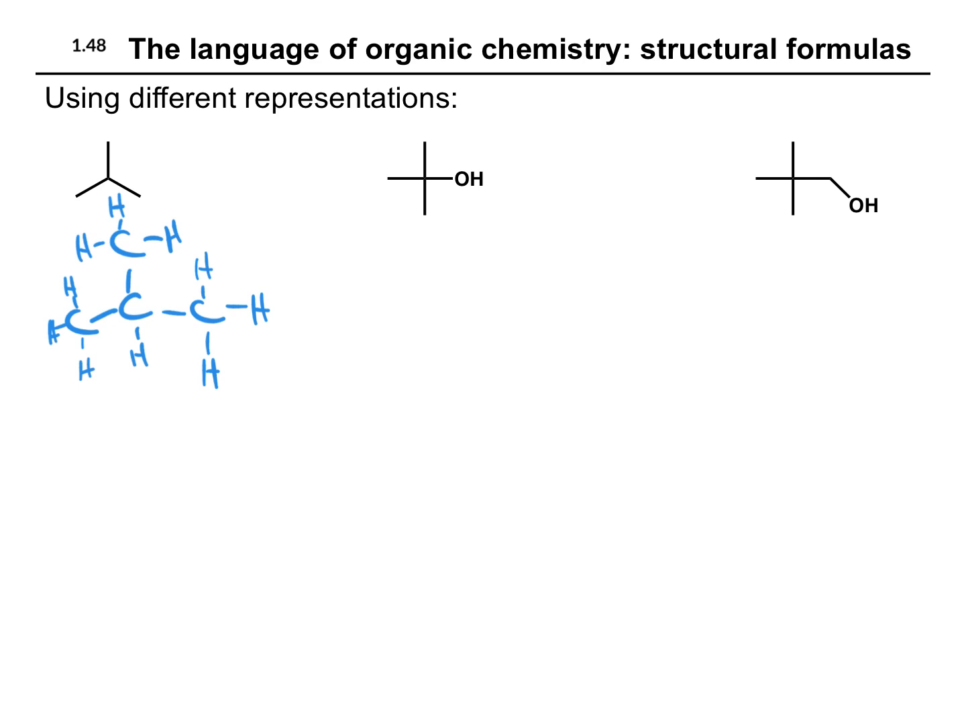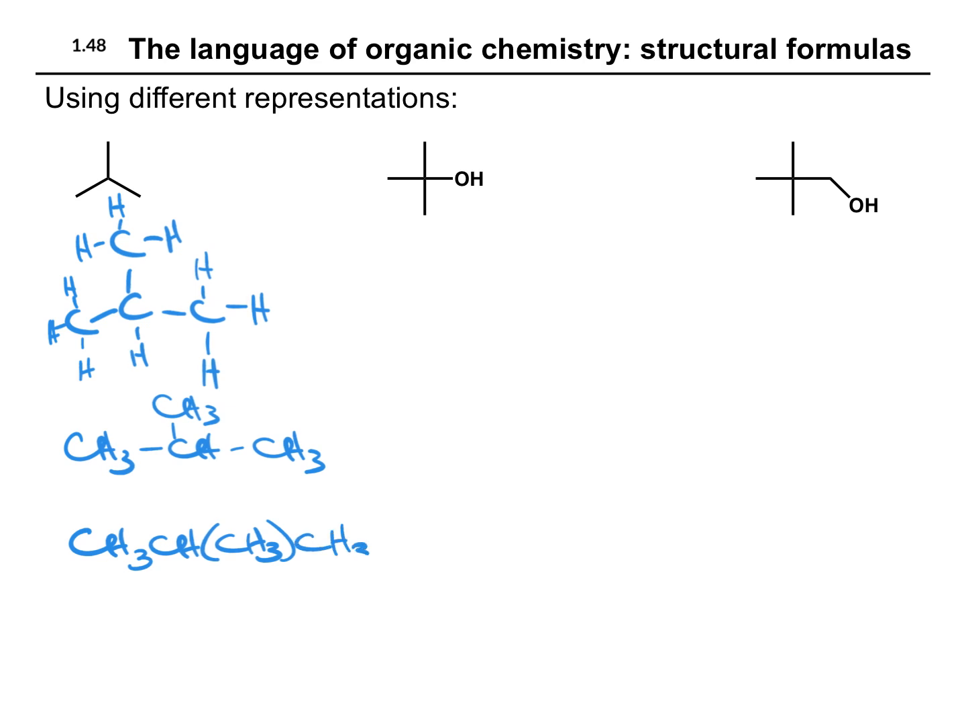If we show this in a combo formula, this is going to be a CH3 connected to a CH, CH3, CH3. If we did a condensed formula, we could have CH3, CH. It might be shown as parentheses to represent a branch, and then the third CH3. So this means that this carbon's connected to this carbon is connected to this carbon, and then this carbon is branched off of this carbon.